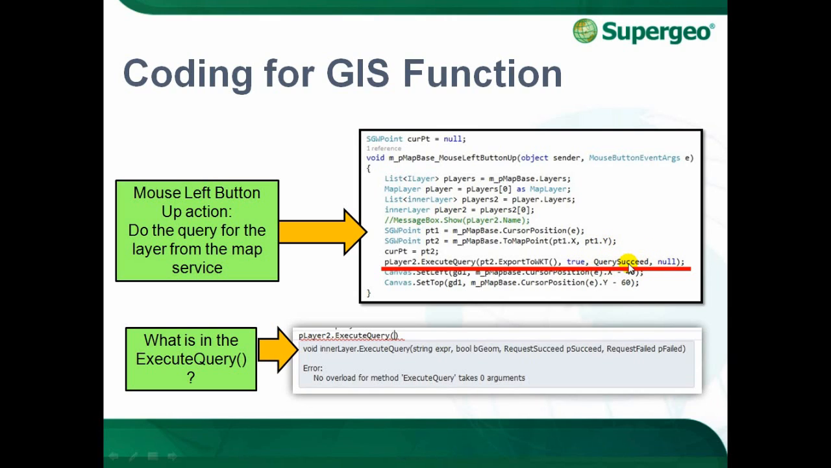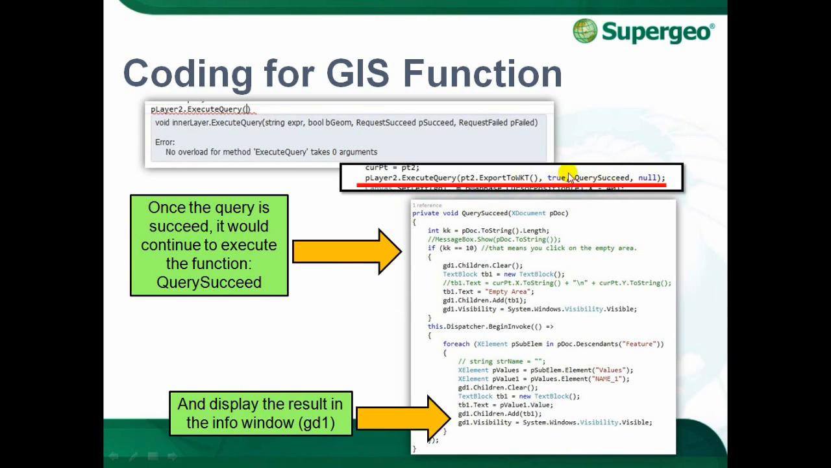So we can continue to check in detail what's inside the query succeed. Going here into the query succeed function, it will lead you to another sub function. Once it enters this part of code, if you click on the empty area, it will check the string and send a text back to the window to display. And if we click on features, it will get queries.